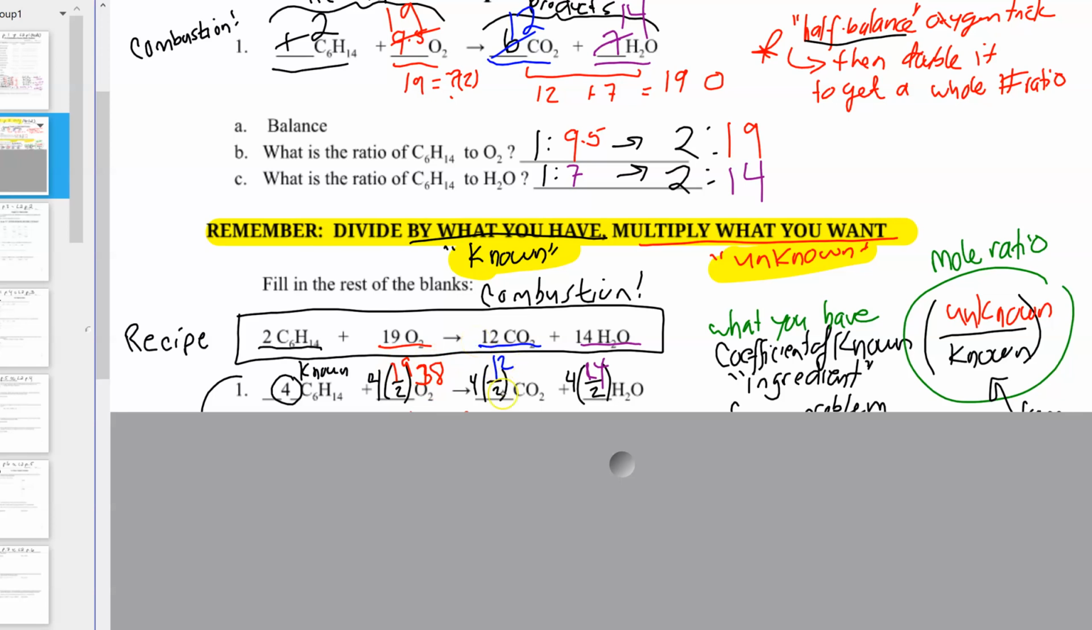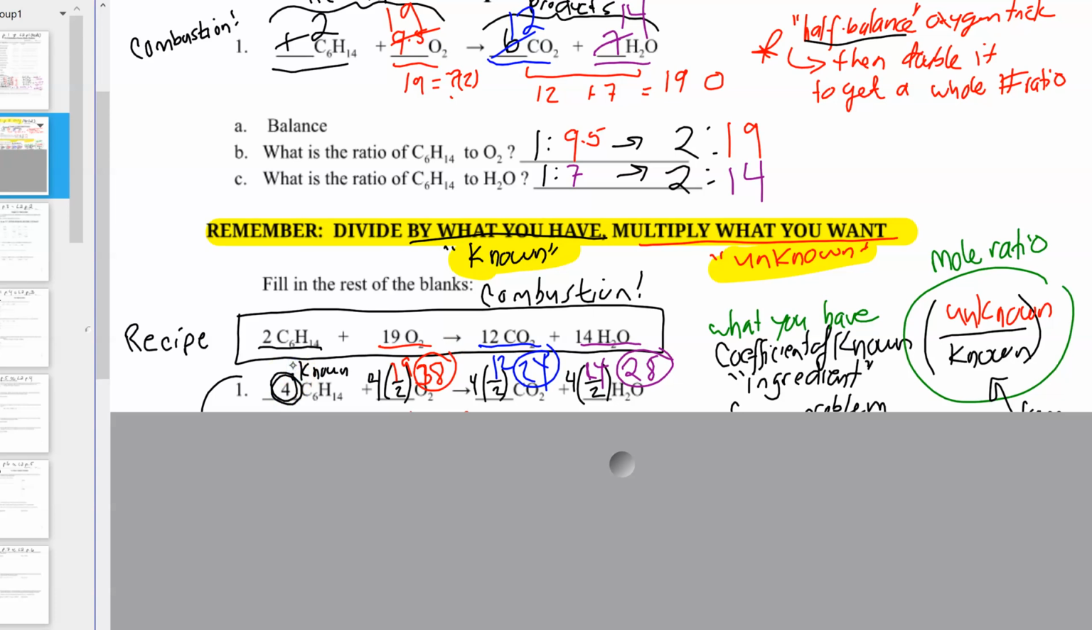How about the next one? 12 over 2 is 6. 6 times 4 is 24. Oh, oops, wrong pen here. And then my last one for the water vapor, 14 over 2 is 7. 7 times 4 is 28. So we'll need 28 water. We'll get 24 carbon dioxide. We needed 38 oxygen, and that will be 4 here.